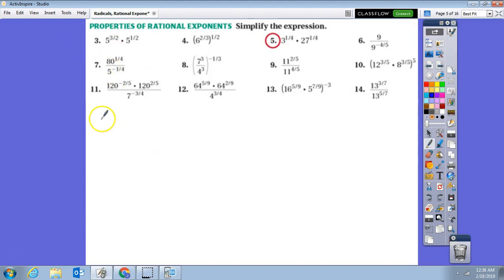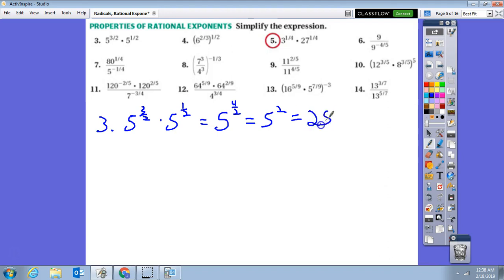So, let's take a look at number 3 first. Number 3, you have 5 to the 3/2 power times 5 to the 1/2 power. Whenever you multiply like bases, you add the exponents. So you leave the base the same, but you add 3/2 plus 1/2. If you add 3/2 and 1/2, that is 4/2. 4/2, though, actually, if you use your calculator, will give you 2. So that's 5 squared, or 25. So your final answer for that one would be 25. But that's just using the property when you multiply like bases, you add the exponents.